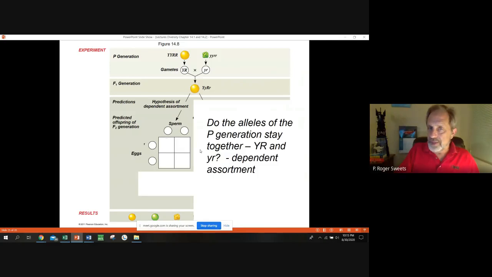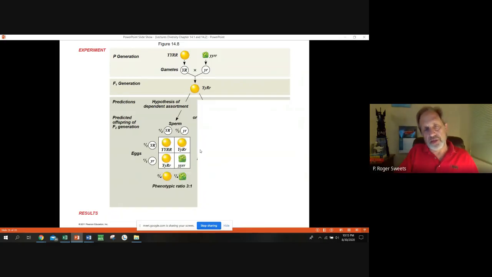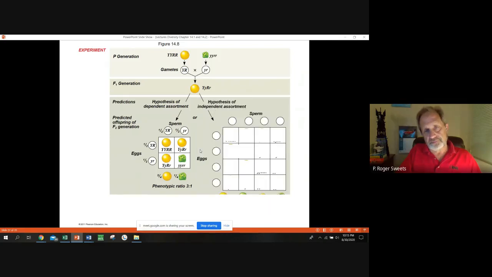Okay, that's one possibility, right? And that would look something like this. You would expect to see, again, the 3-to-1 ratio with those parental generations coming out again. What's the other possibility? Well, the other possibility would be that, in fact, they're independently assorting. In other words, that means that the two different traits, whether they have a certain color, whether they're wrinkled or not, are separate from each other.